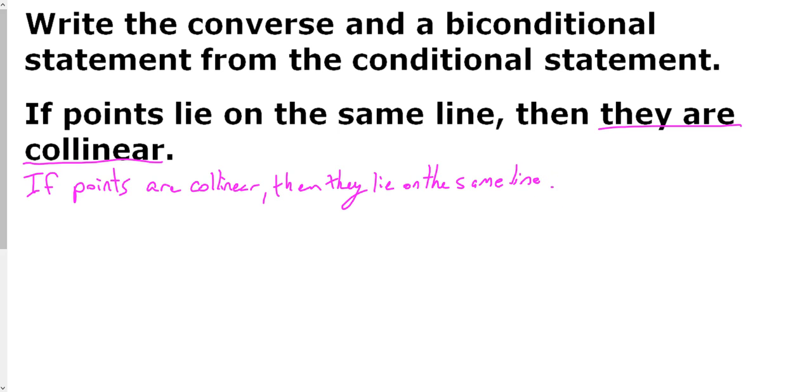That's the converse. Now the biconditional, since both the conditional and the converse are true, I can write it as a biconditional. And I would say points are collinear if and only if they lie on the same line.